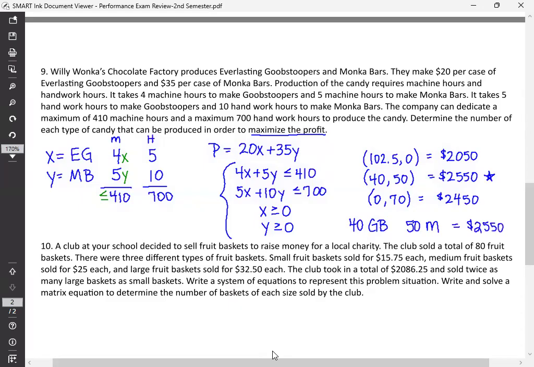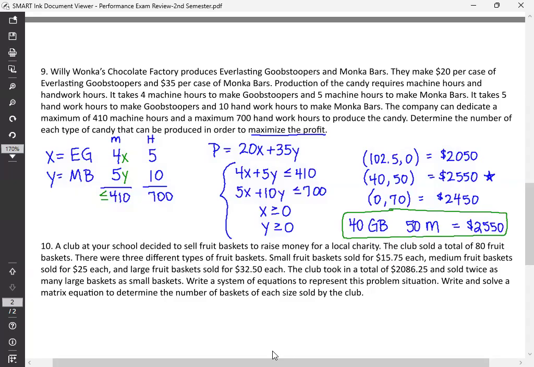$2,550. And again, you would need to show all of that work. It'll be just like a previous problem you've seen on the test before, where you'll have blanks for what are your variables, what are your constraints, the objective function, list your vertices and show what values you get, and then ultimately what is your final answer.